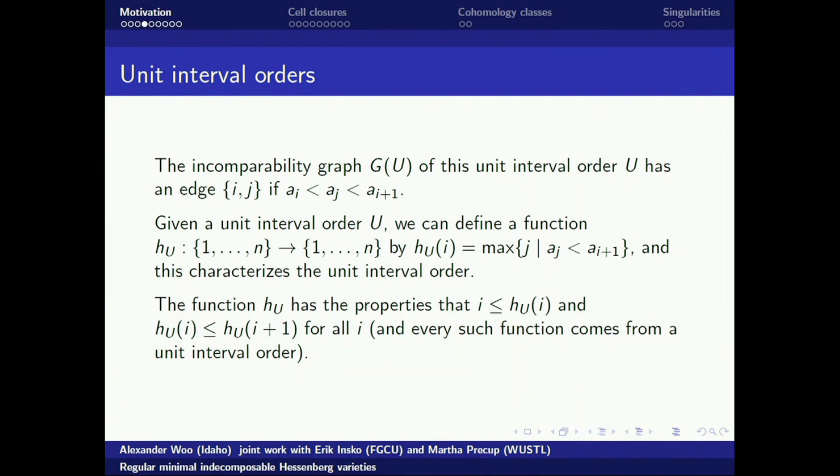And what are the properties that this has? Well, every interval is going to overlap with itself, so the function h of i has to be bigger than i. And h of i has to be smaller than h of i plus 1 because this interval is to the left of the next one. So we're going to look at these functions. And they correspond naturally to unit interval orders. So maybe this is the Catalan object that we should think about.